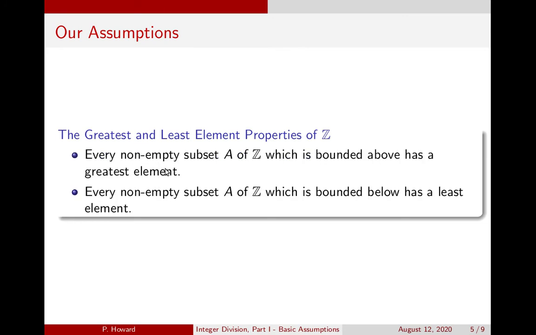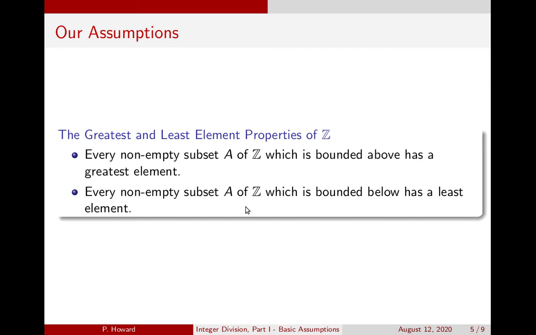The greatest element property: if you take a non-empty subset, capital A, of the integers, which is bounded above, then it has to have a greatest element. And the least element property: if you take a non-empty subset of the integers, which is bounded below, it has to have a least element. So these do not apply to the empty set. Right? The set A, capital A, has to be non-empty in both cases.